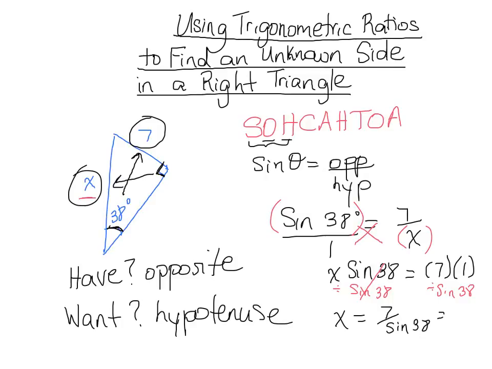After plugging that into our calculator, we will see that that will give us 11.4 approximately, 11.4. And that's how you use your trig ratio to figure out an unknown side. Now, of course, I can flip it and give you two sides and ask you to find an unknown angle. So let's look at how that would work.